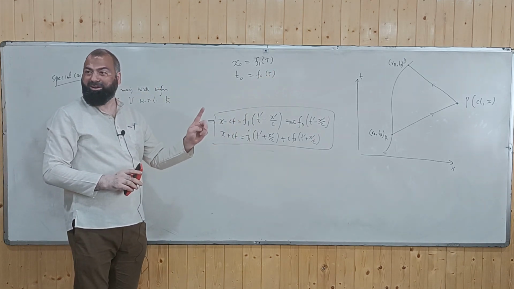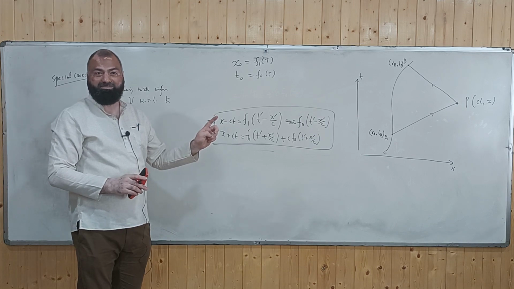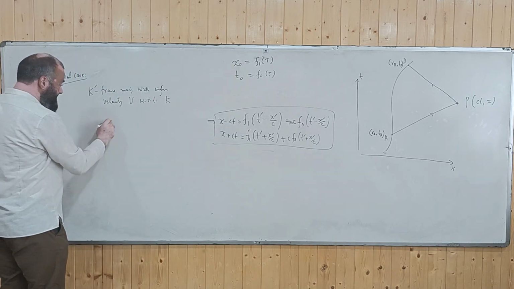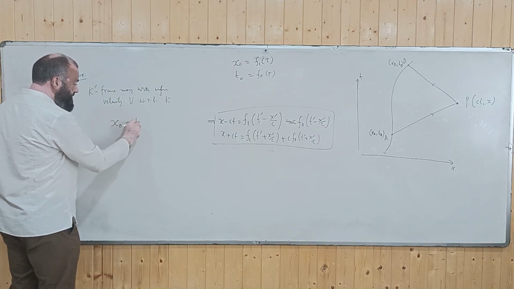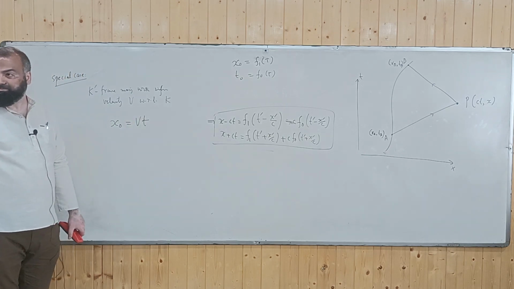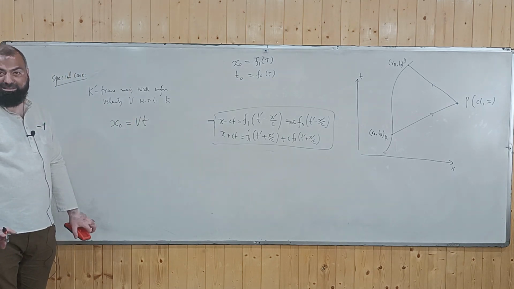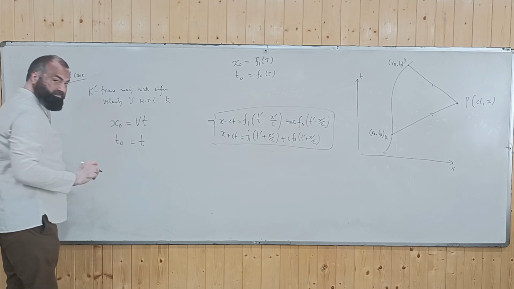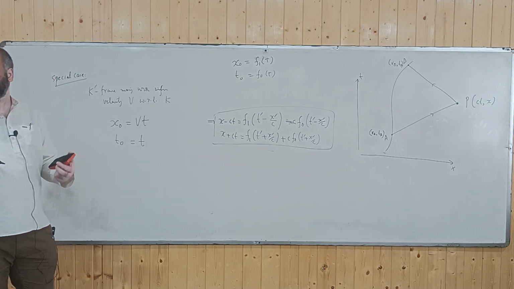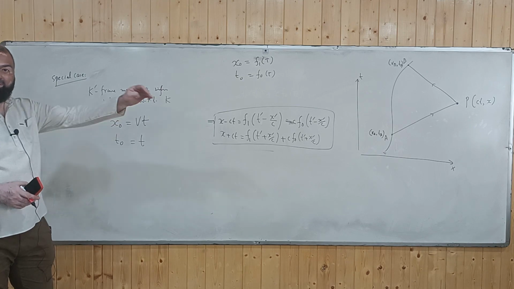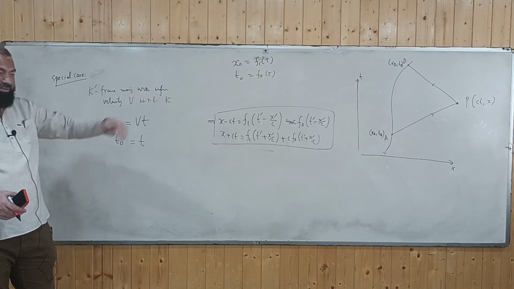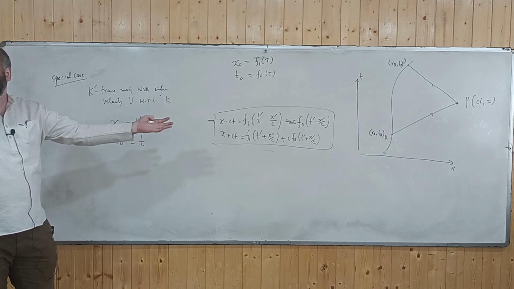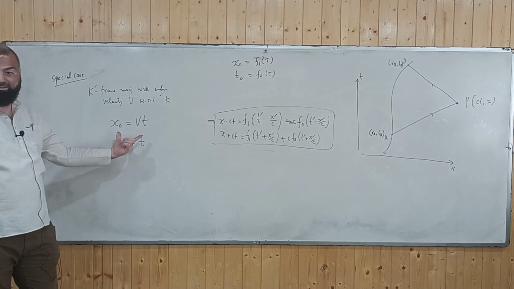Suppose a particle moves with a velocity v. How do I specify the coordinate? Just multiply velocity and time. Clear? So in other words, the trajectory in this case will be specified by x naught equal to v times t. Is this true? And what will this t naught be? Simply t, the time for which the particle moves from one point to another point. These will be the functions that specify my trajectory.